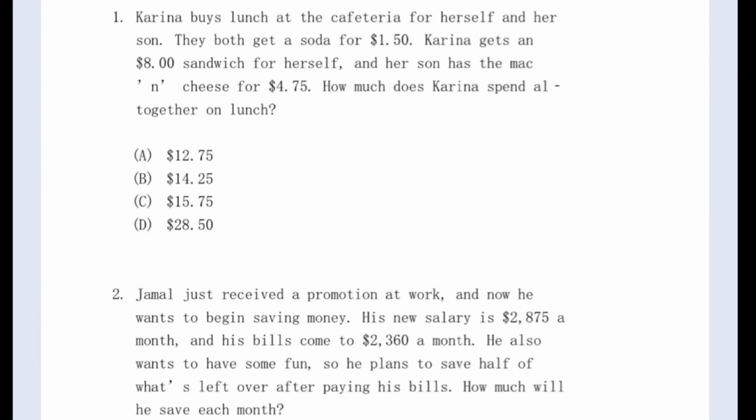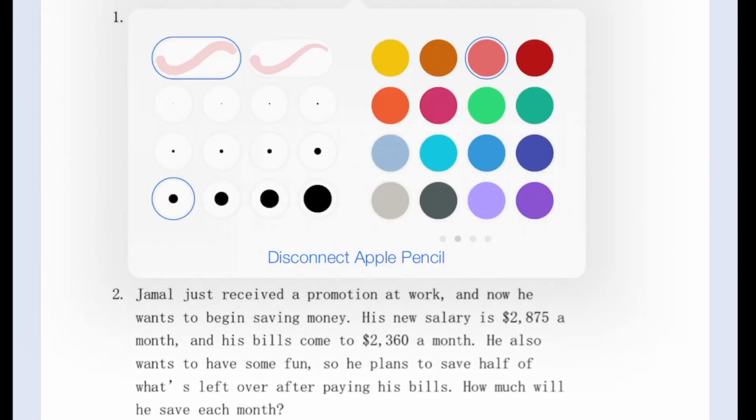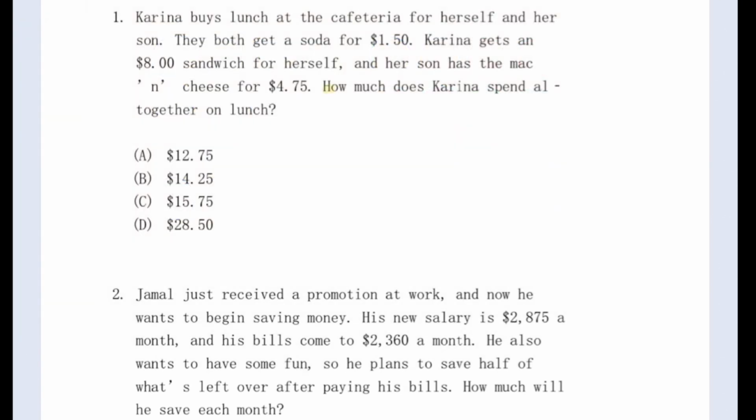So Karina buys lunch at a cafeteria for herself and her son. They both get soda for $1.50. Karina gets an $8 sandwich for herself, and her son has mac and cheese for $4.75. How much does Karina spend altogether on lunch? Okay, so first thing we want to do is identify what the question is, because word problems get really wordy. So we want to know how much she spent altogether on lunch.